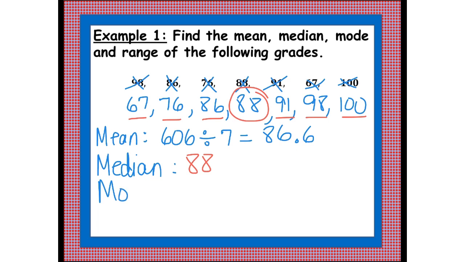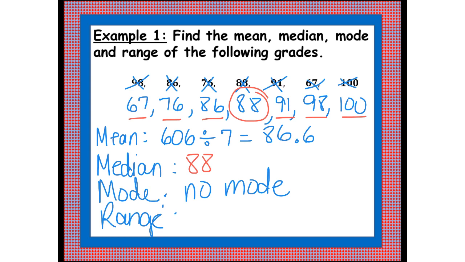Next thing it asks for is the mode. Now in this particular problem, all 7 numbers are different. So I write no mode. And then the very last thing it asks me to do is find the range. And the range is the largest number minus the smallest number. So 100 minus 67. So use your calculator or do it in your head. And that answer is 33.